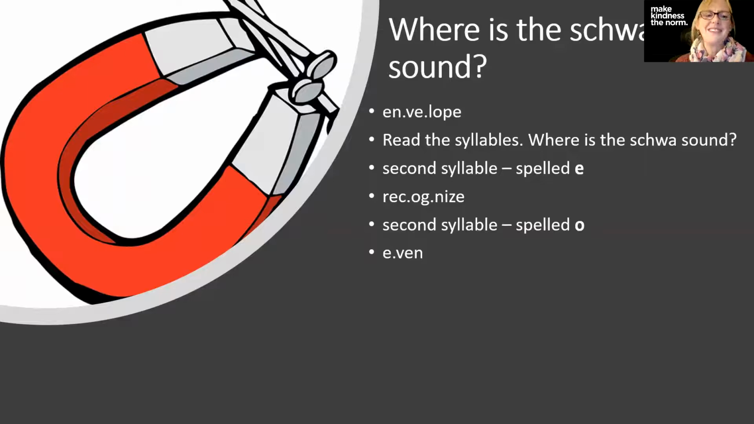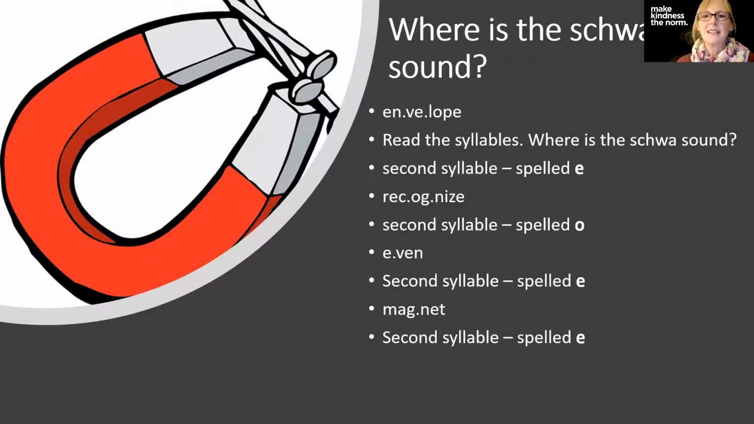Even. Oh, that one's too easy because E in the first syllable, open syllable with a long E, van. There's that sound, there's the schwa. Second syllable spelled with an E. Magnet, magnet, I can't even say magnet. We don't say magnet, but we hear a short A sound in the first syllable very clearly, magnet. And so of course, our second syllable is where we're going to find our schwa and we're going to spell it with an E.